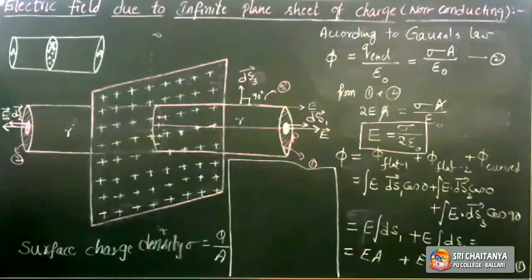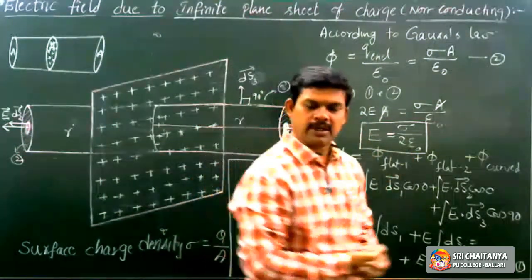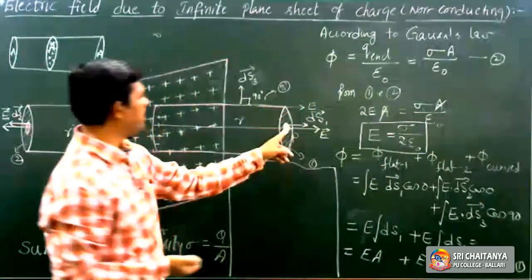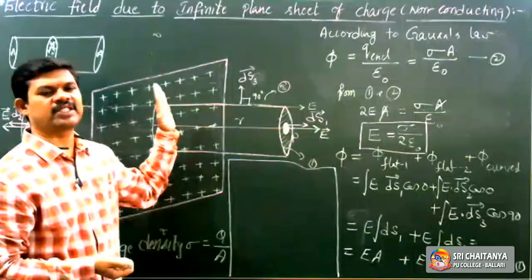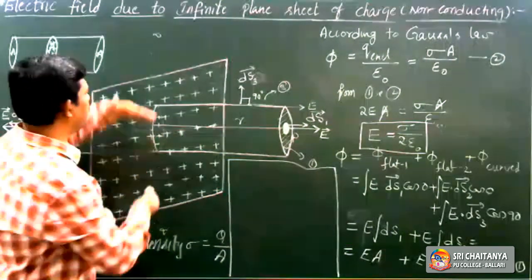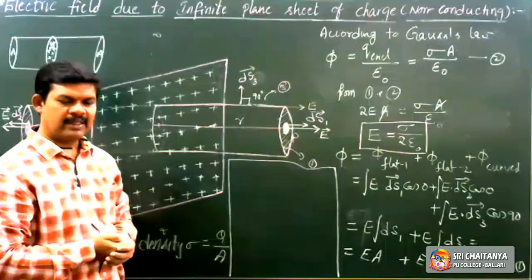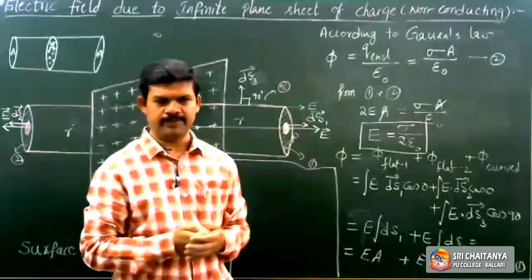Next. So here, what expression did we get? E is equal to sigma by 2 epsilon naught is the expression for the electric field at a point which is at a perpendicular distance r from the surface of the sheet, right? What type of sheet is it? Infinite sheet.